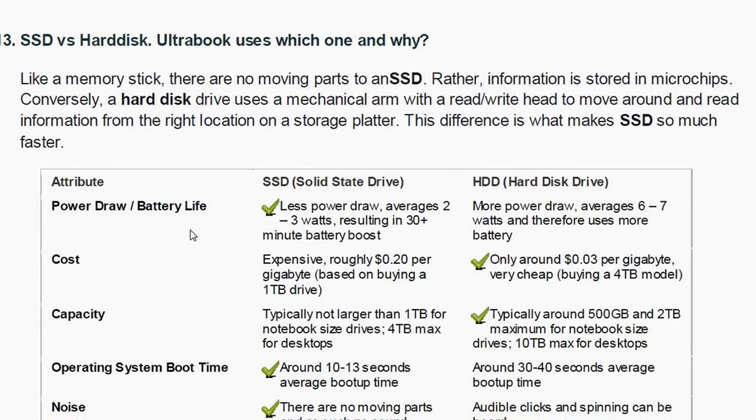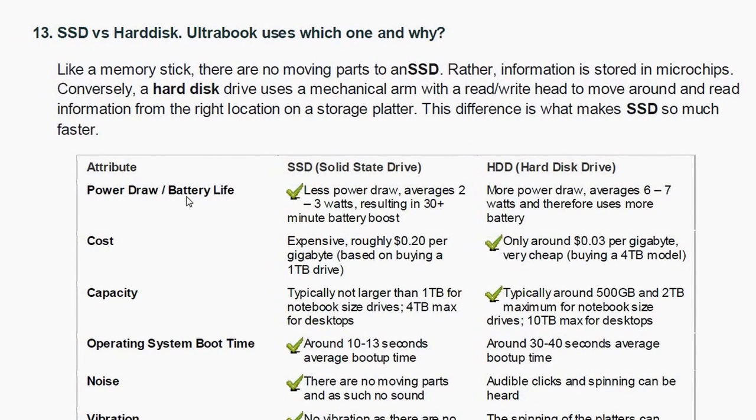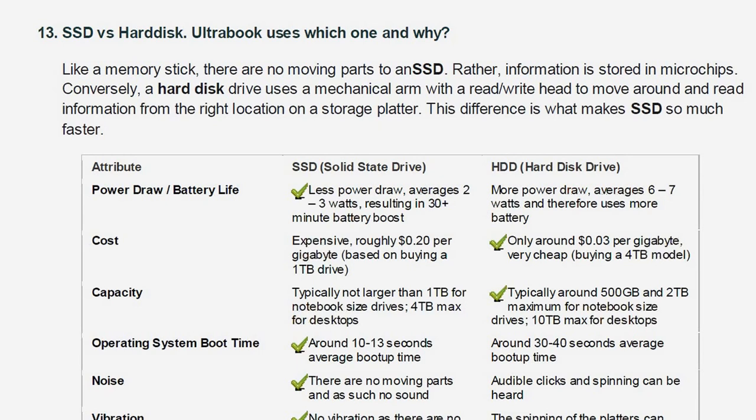So what is the difference between SSD and hard disk? SSD stands for solid state drive, and it uses a microchip to store data instead of any magnetic surface. As such, in the hard disk we use a magnetic tape to store the data, in which a magnetic arm moves around the storage platter to read and write.